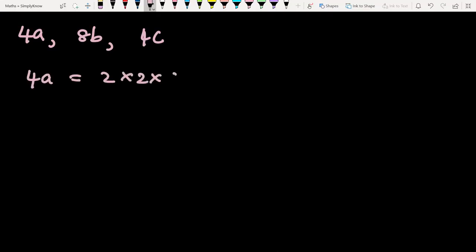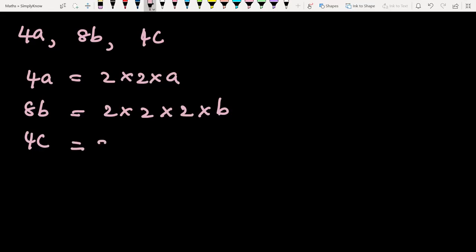So this is our final example. What about 4a, 8b, and 4c? HCF of 4a, 8b, and 4c. Okay, now let's find out the factors. 4a: 2 times 2 times a. 8b: 2 times 2 times 2 times b. Then 4c, as a product of its factors: 2 times 2 times c.